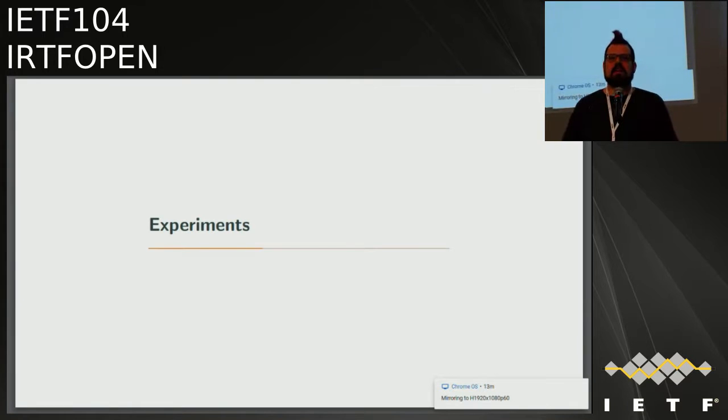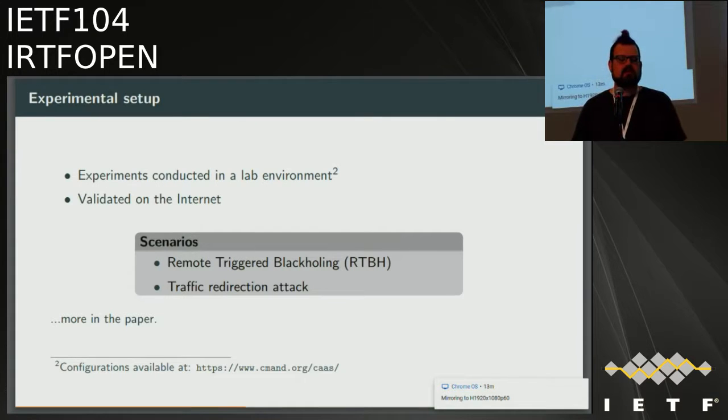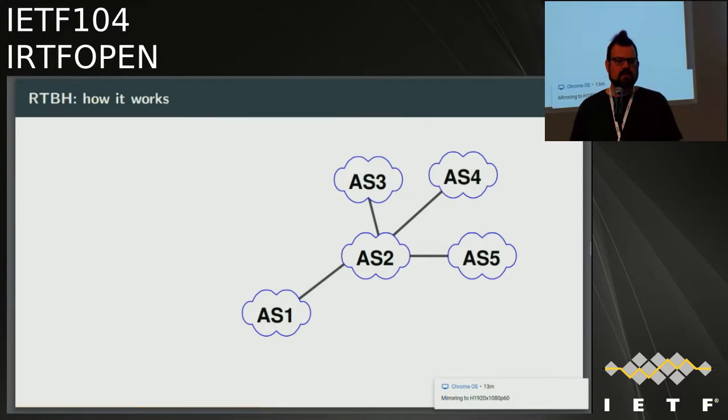Now coming to the experiments that we did to show that there actually are some problems out there in the internet. All of the experiments were done first in a lab environment and then validated on the internet with, of course, operator consent. I will show two different scenarios in this talk. There are more in the paper, and the configuration of our routers is publicly available. So first, going back again and giving an intro, how is remote triggered blackholing supposed to work? So we know what we are talking about.